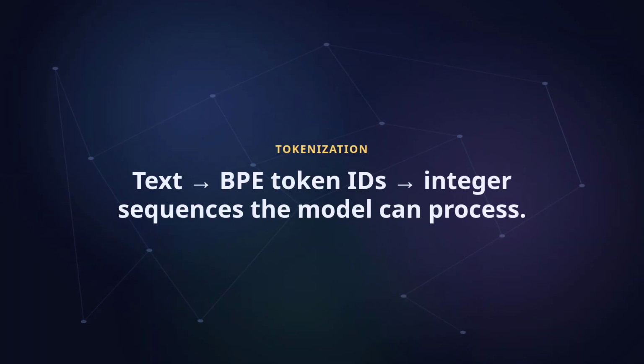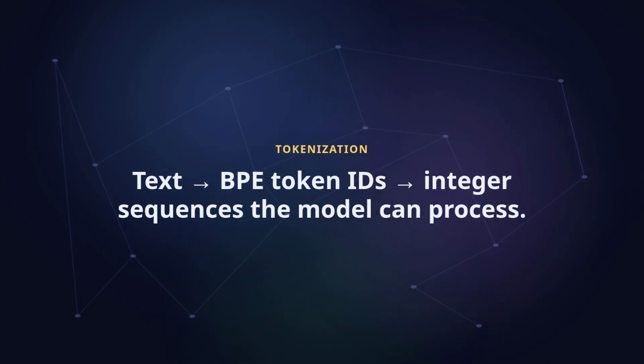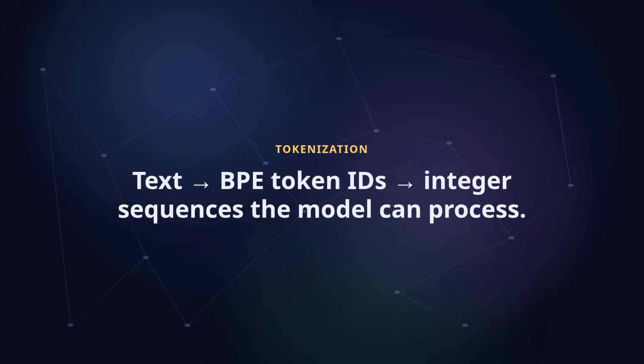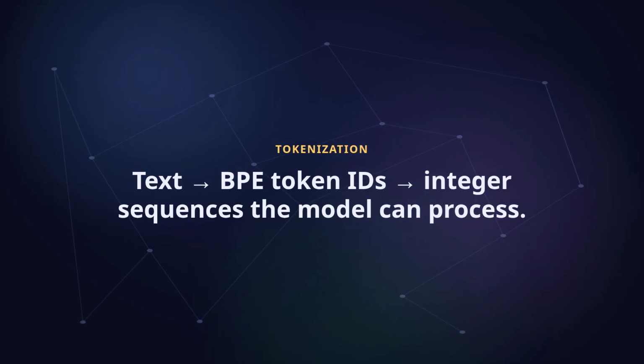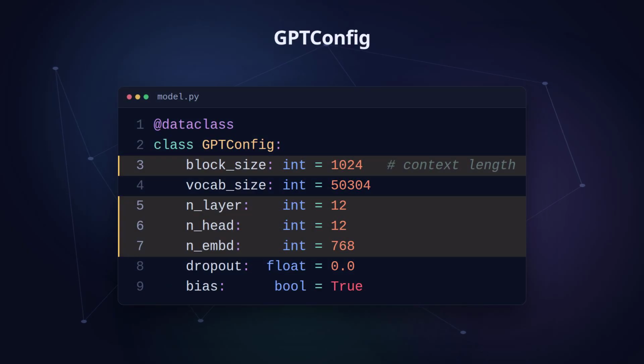Before tokens enter the model, raw text is encoded with a byte pair encoding tokenizer. For GPT-2, that means a vocabulary of 50,257 subword tokens. nanoGPT pads this to 50,304, the nearest multiple of 64, for GPU arithmetic efficiency. The GPTConfig dataclass holds all model hyperparameters.